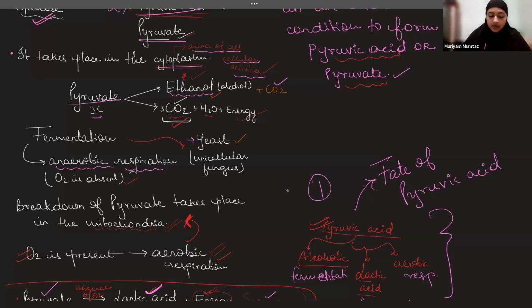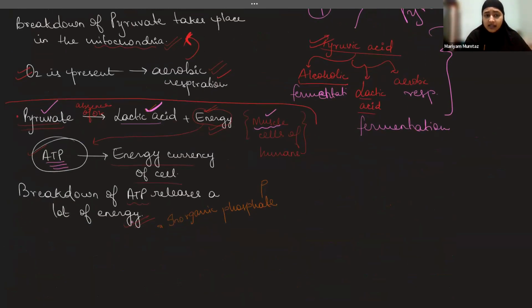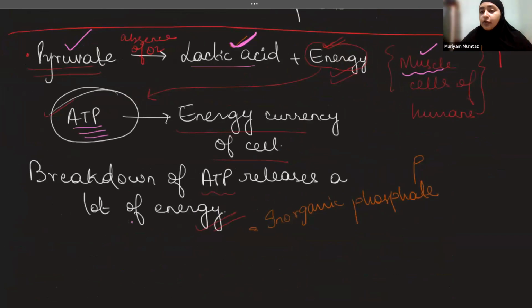All right. Now, the next thing that the pyruvic acid undergoes is like this. See, in the muscle cells of human beings.